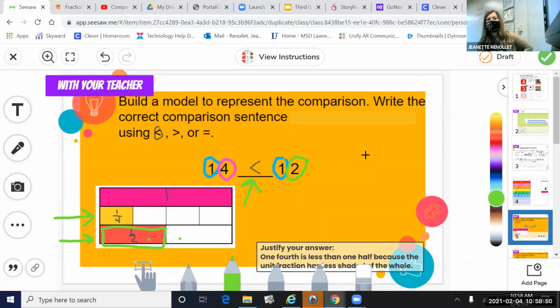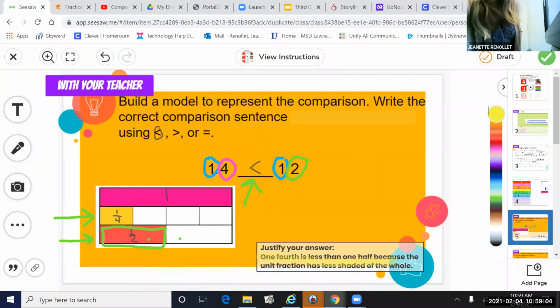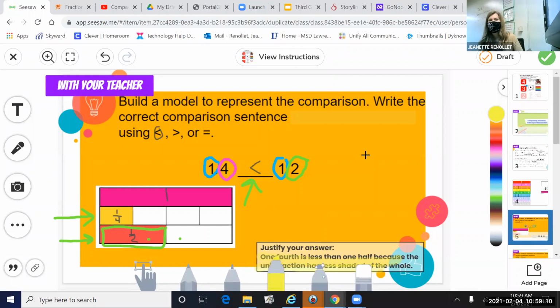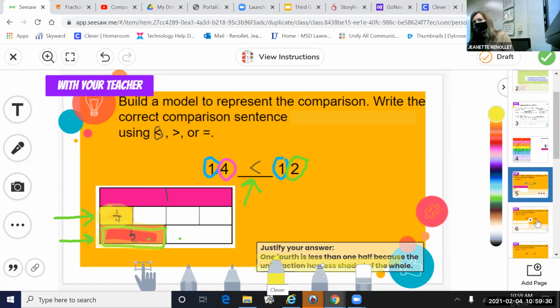This is what we're going to do today. We're going to build a model to show and then justify our answer. We're going to explain how we know. Take a look at her answer. 1/4 is less than 1/2 because the unit fraction has less shaded of the whole. She's looking at the parts that are shaded. She said 1/4 shades less space than 1/2 does. She's using that math vocabulary to explain. Okay, I think we're ready to start trying some and checking in on our own.